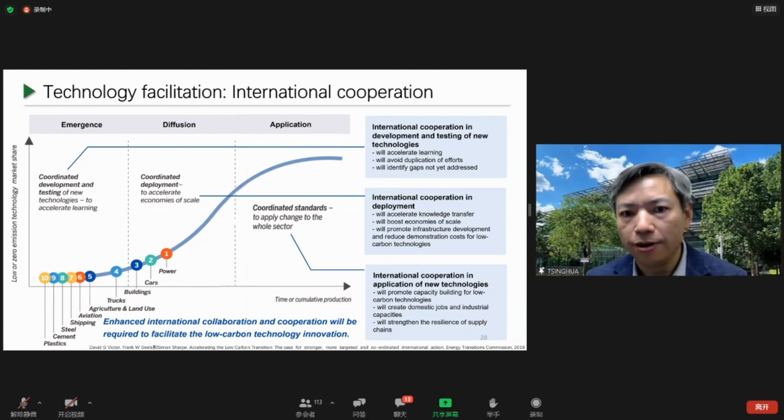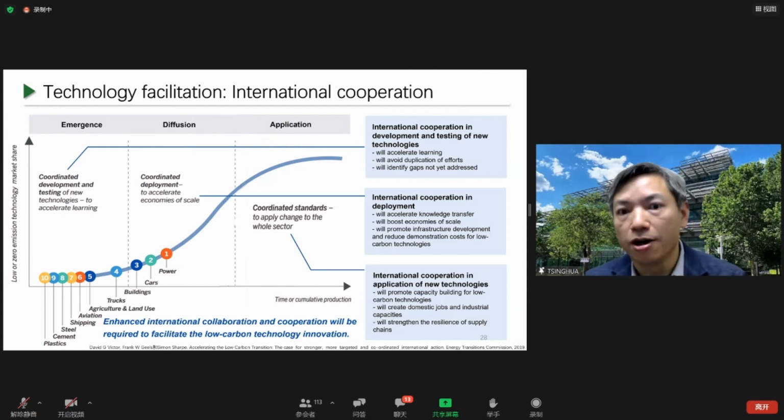International programs to fund demonstration projects, especially for large and complex technologies, will reduce demonstration costs for low-carbon technologies and accelerate the innovation process.